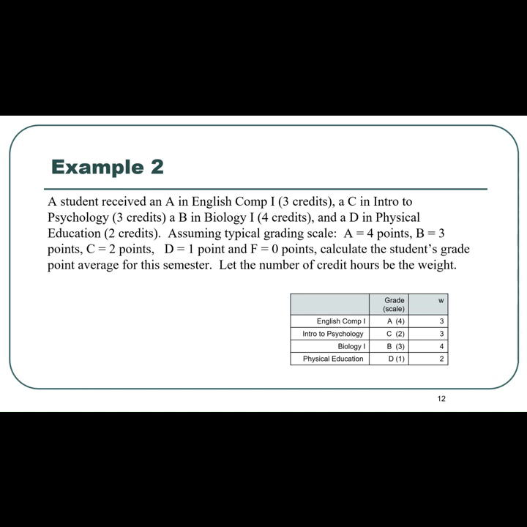Because the GPA is nothing but the x bar weighted mean. So I'm going to calculate it as 4, my x, times 3 plus 2 times 3 plus 3 times 4, 1 times 2. It's going to give me 32 over the total number of my weights, which is 12. So that student in this semester has a GPA of 2.7.